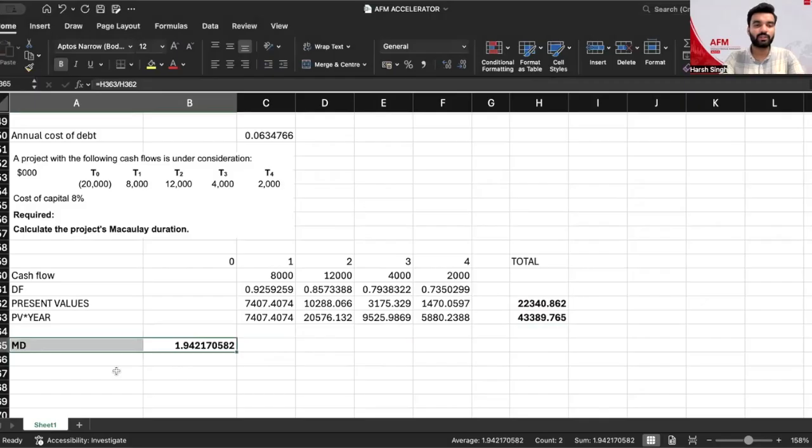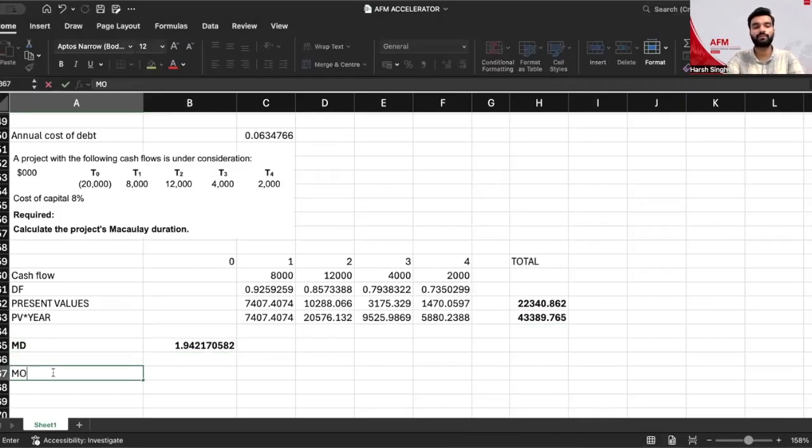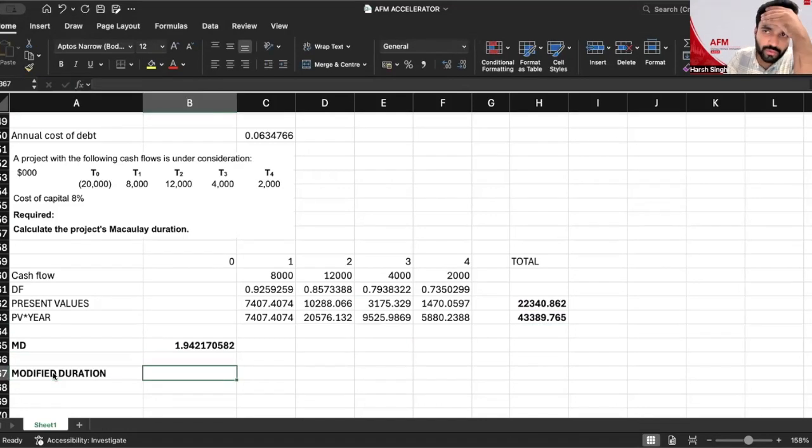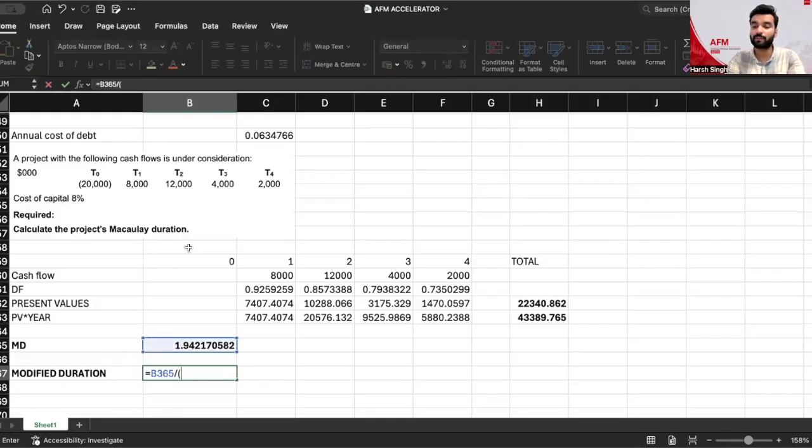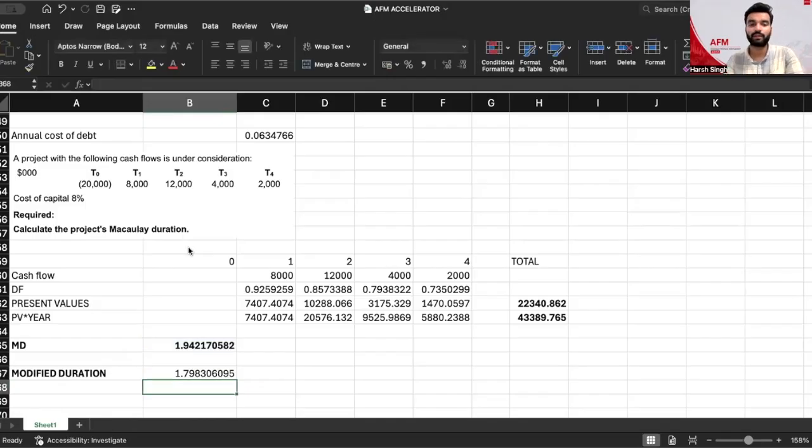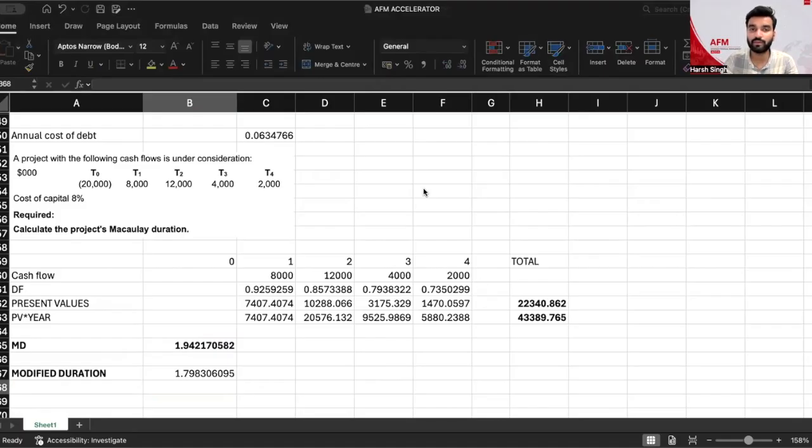Okay. Now, in this question only, if I have to find out modified duration, what is the formula, everyone? Macaulay duration divided by bracket 1 plus cost of capital, which will be 1.08. That is your cost of capital, 1 plus cost of capital. So modified duration is how much? 1.79 years. So this is how modified duration and Macaulay duration are actually calculated, everyone.